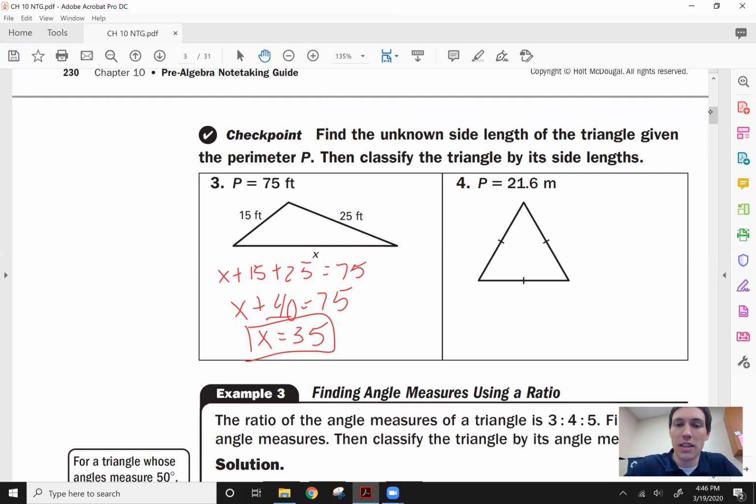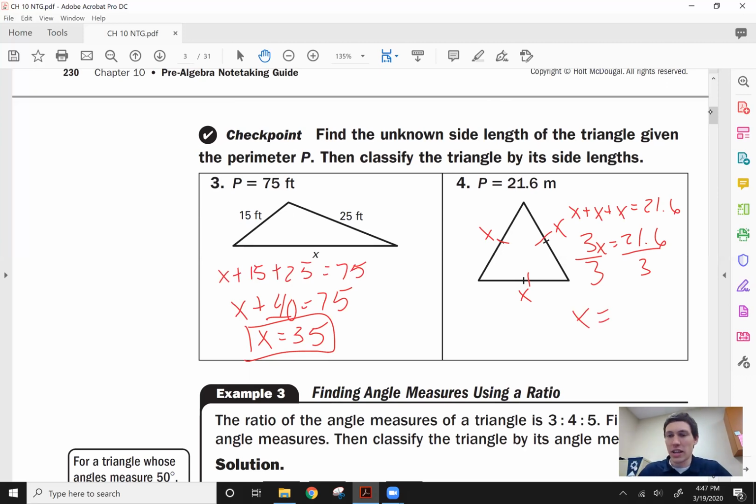Now, this one's a little unique. Remember, these little tick marks mean equal. So that means this is x, this is x, this is x. So if all of them are x, it just means x plus x plus x equals 21.6. Okay, so x plus x plus x, I add those all up, I get 3x equals 21.6. X is being multiplied by 3, so I divide by 3. X equals 21.6 divided by 3, which is 7.2. There's my answer for that.